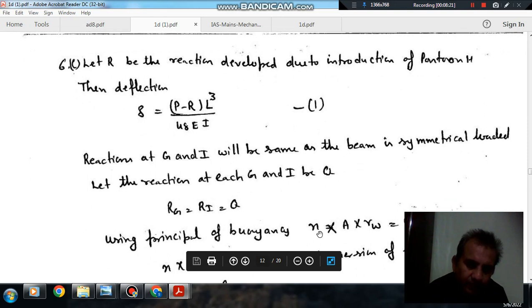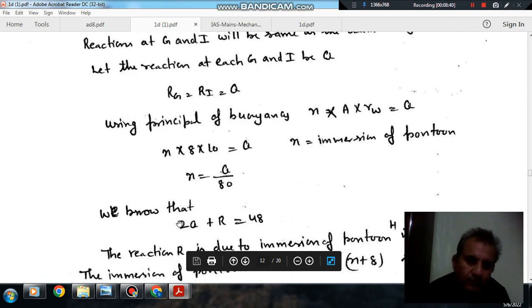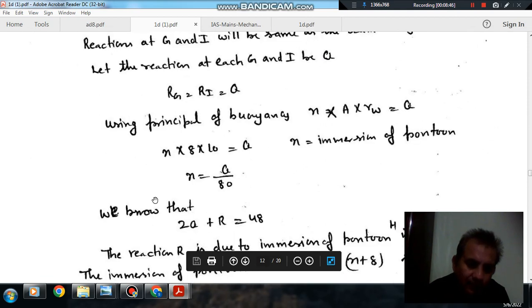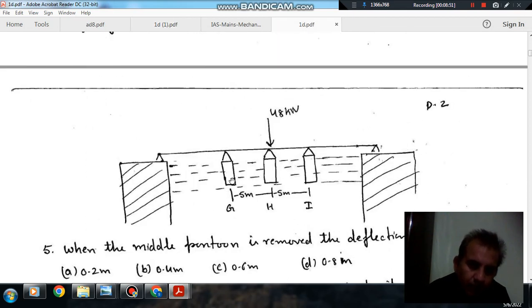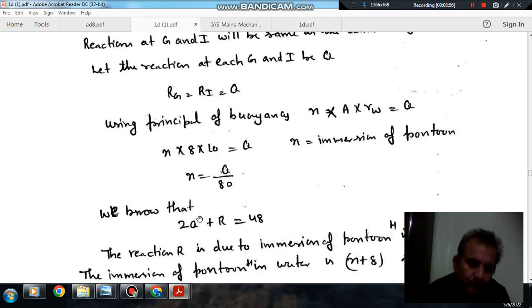And this reaction will again be provided by the immersion of the pontoon in water. So suppose X is the immersion of the pontoon in water. So X into A into gamma W is your Q. X into A is 8 and gamma W is 10, so X will be Q by 80. So X is the immersion of the pontoon. So we know that 2Q plus R, the total upward force, is the reaction provided by this plus the reaction provided by this, which will be 48.